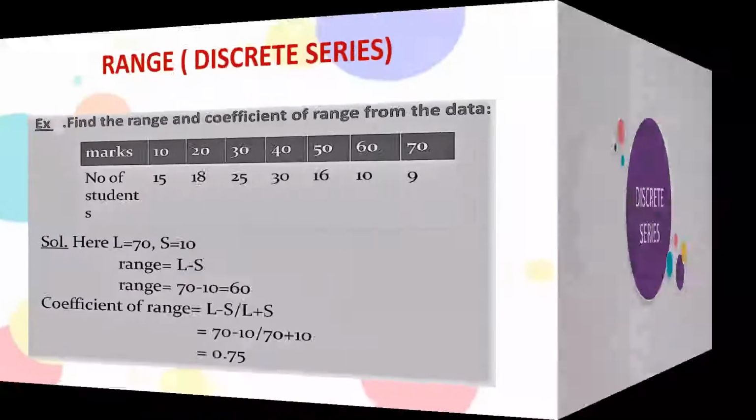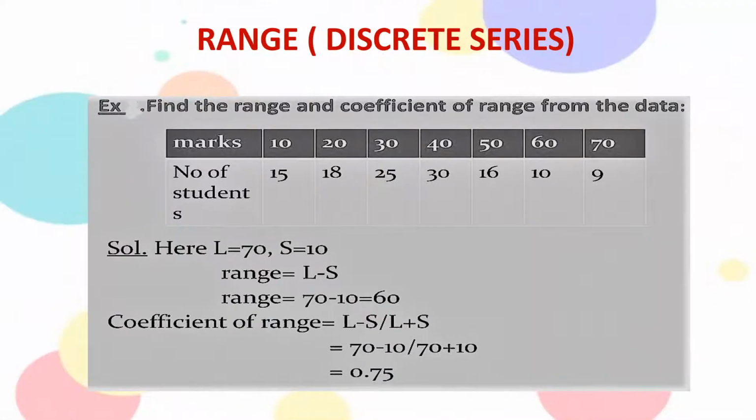Now let's see how to calculate the range and coefficient of range in the case of discrete series. Here is the data. Here frequencies and variable values are given, but we are not going to include frequency values anywhere in the calculation of range or coefficient of range. We are going to concentrate only on the variable values. In that, we first have to find the largest value in the variable and the smallest value in the variable, that's all.